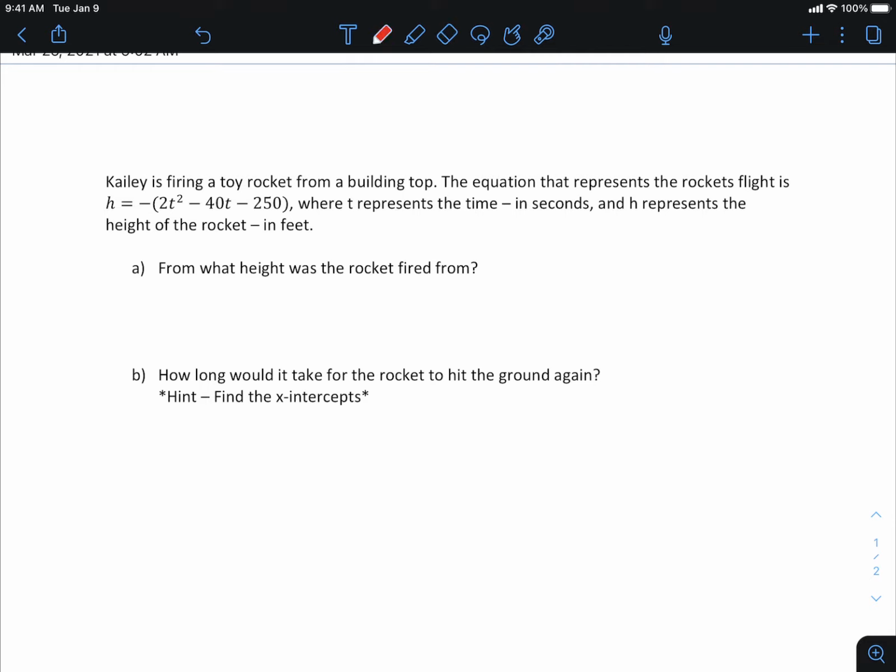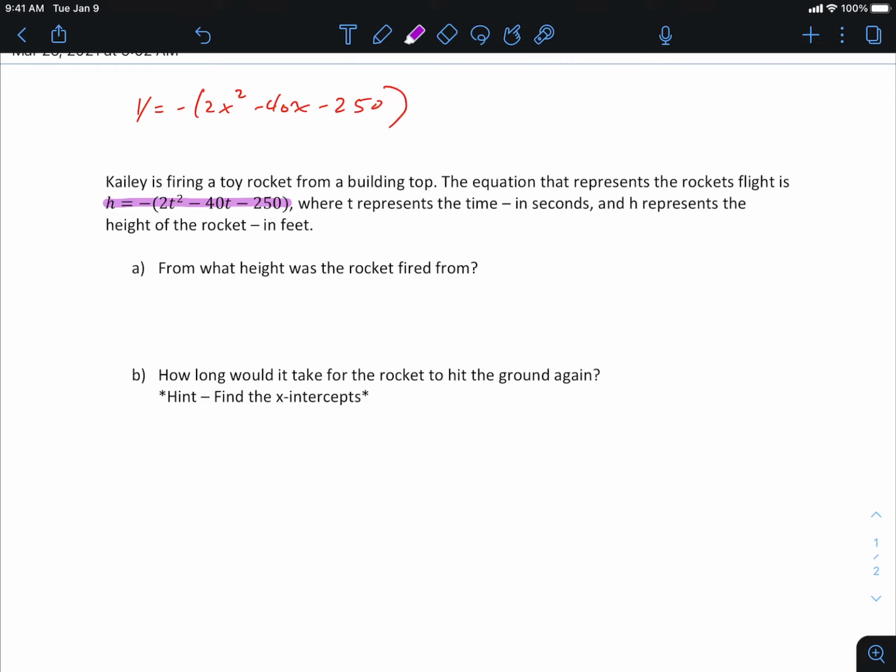But don't forget, this is no different than y equals negative 2x squared minus 40x minus 250. There's nothing different. Okay? Maybe you have any questions? Okay, so this is the equation that represents the rocket's flight.